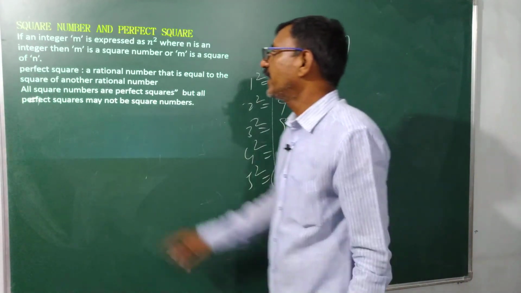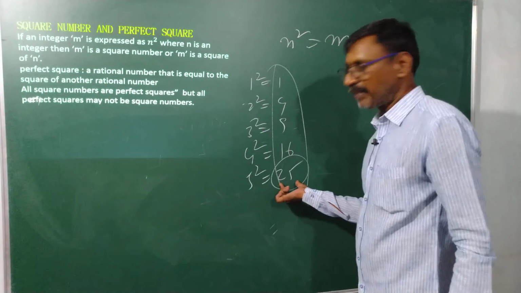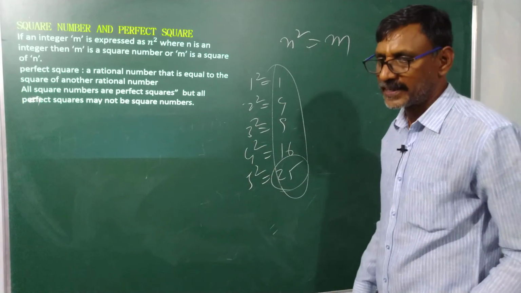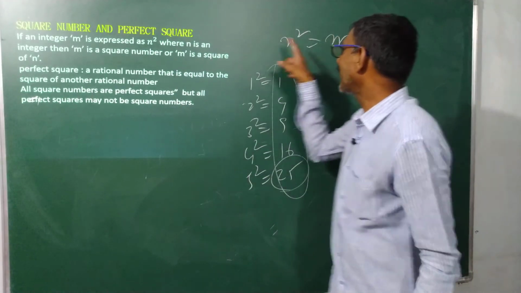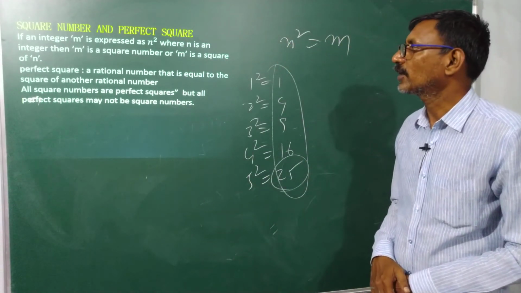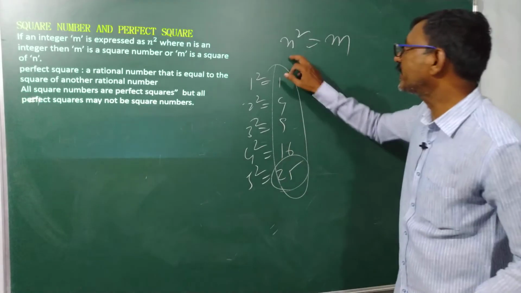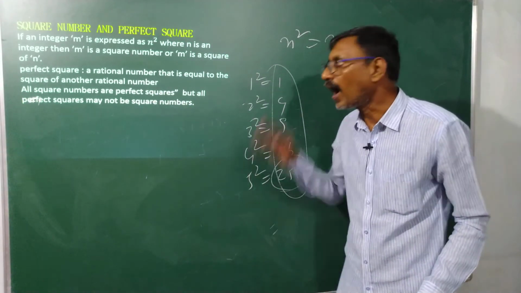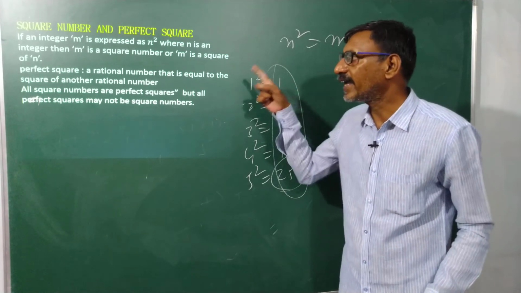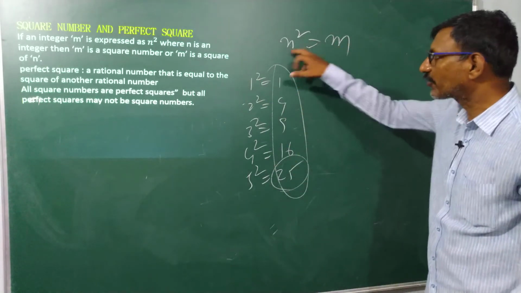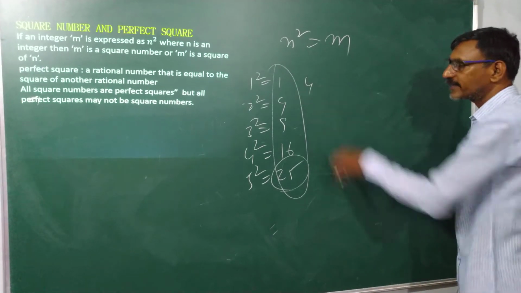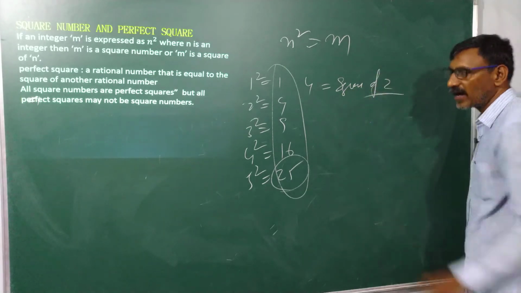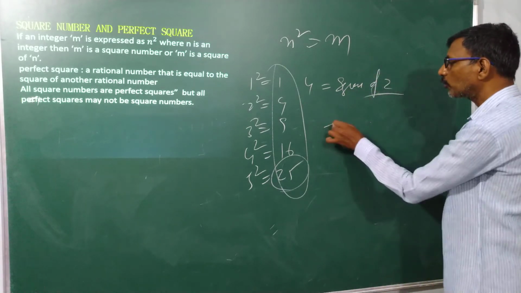See here. If m is an integer, maybe 25, maybe 16, maybe 9, maybe 4, whatever, and m can be expressed as some n square, where n is an integer, then m is a square number, or m is the square of n. Suppose 4 is there, we can say square of 2. Square of 2 means two 2s.